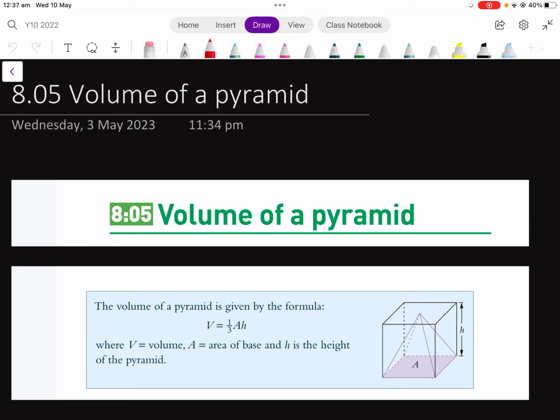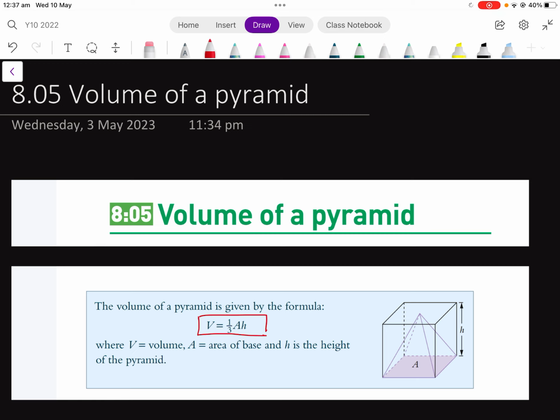Hello there. Today we're looking at the volume of a pyramid, and we'll also be looking at the volume of the cone. There's a simple formula that we are using, and we don't need to know the derivation. We will simply take these formulas as the formulas that we need to know and memorize. So here is the formula.